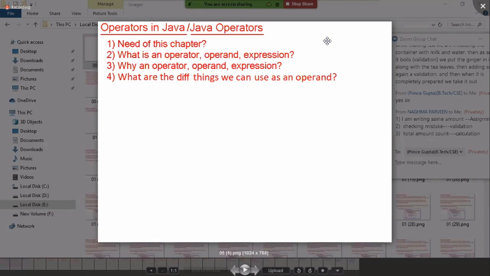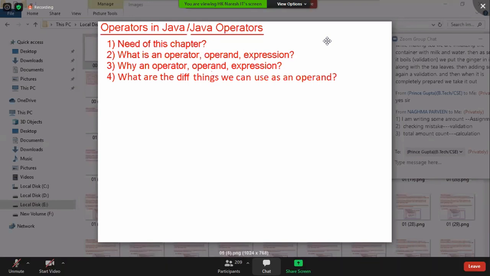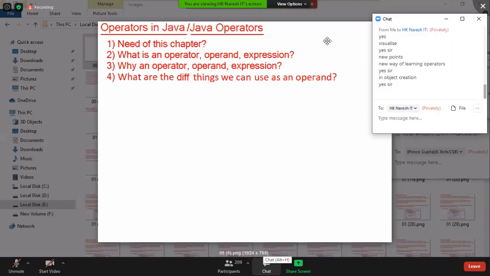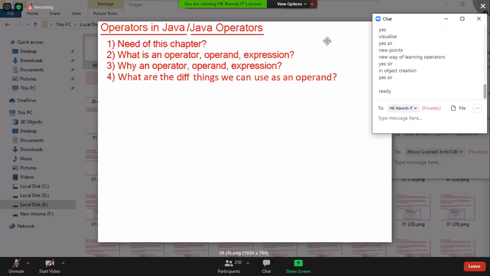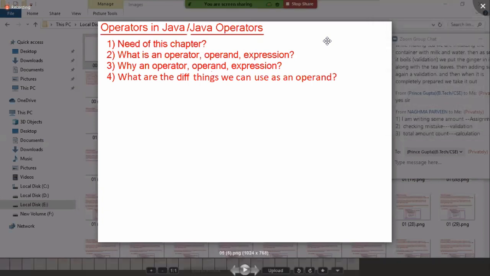Right, completed. Now from here onwards, we are purely entering into the operator story. Are you ready? Up to this is the background. These 4 points are the background, common to all languages. Now we are slowly entering into Java operators, the Java side.